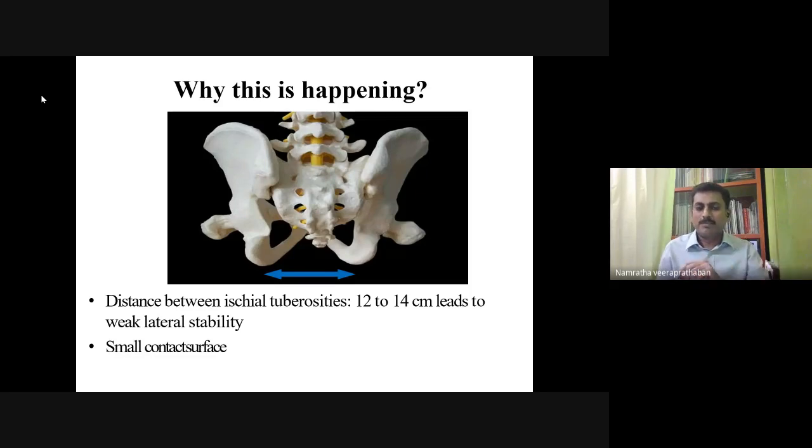That is the reason why people sit in this position. They will put their hands on the cheek, the right hand over the cheek and the left hand over the cheek. Maybe they will fold their hands. It all happens because of the weak lateral stability, because of the ischial tuberosity distances.